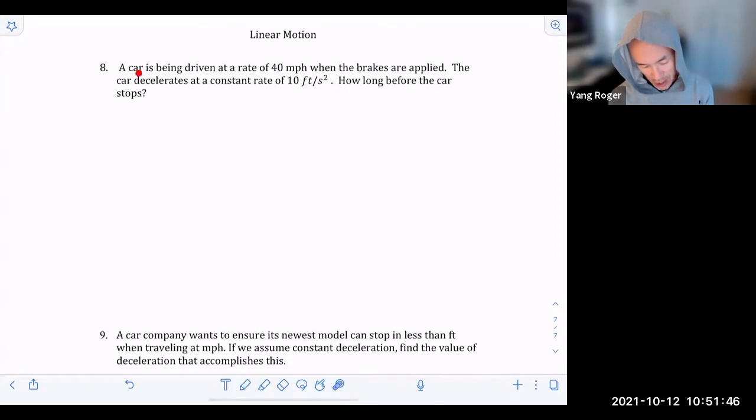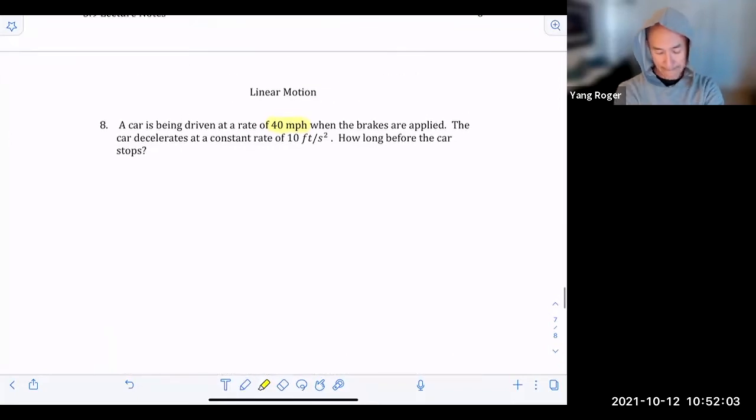It says, a car is being driven at a rate of 40 miles per hour when the brakes are applied. My first question for you is, when you see this 40 miles per hour, is that a position thing, a velocity thing, or an acceleration thing? What do you think? Position, velocity, or acceleration? I have 3 votes for velocity. Okay. My question is, how do you know this is velocity? What's the clue?